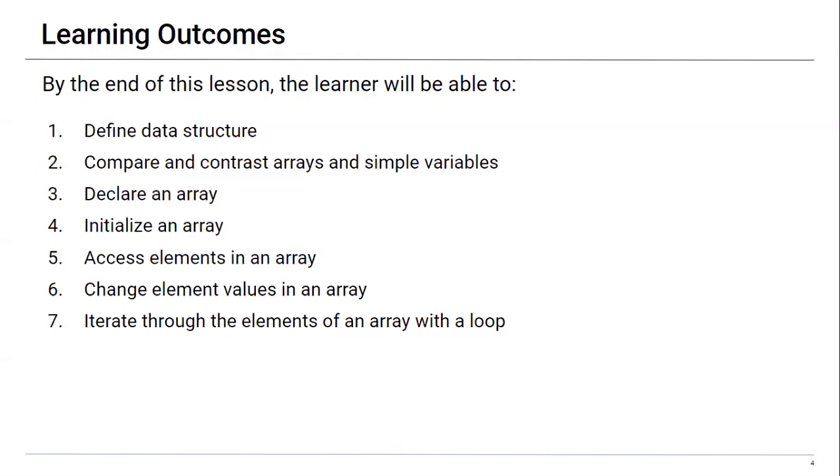Initialize an array. We're going to do that. We're going to access the elements in an array. We're going to figure out how to change values in an array. And the last thing we're going to do is loop through the elements of an array. We're going to iterate through them in a loop.